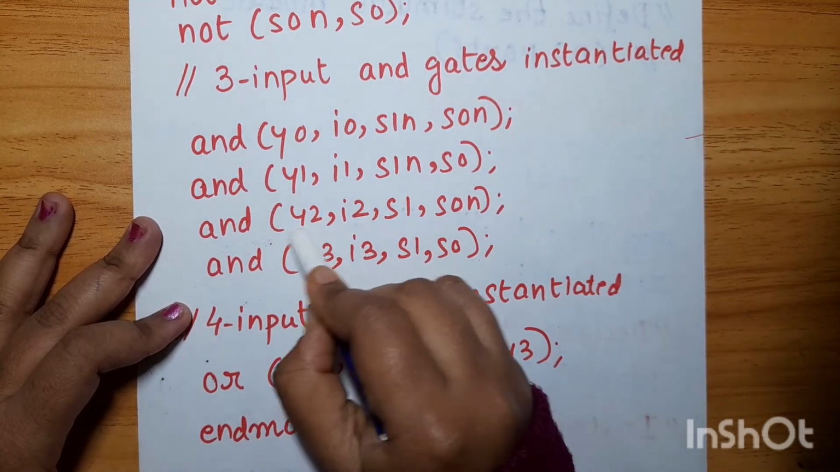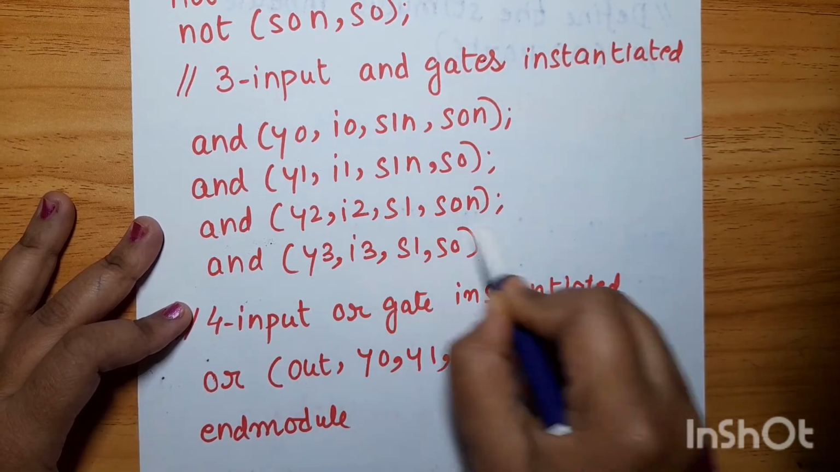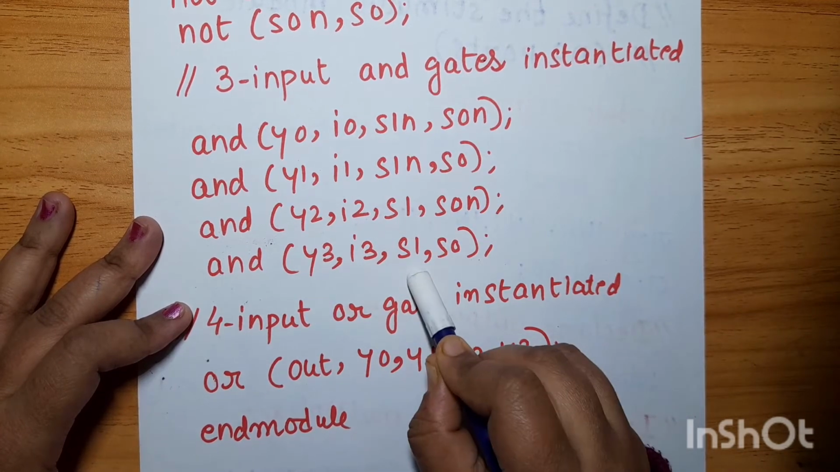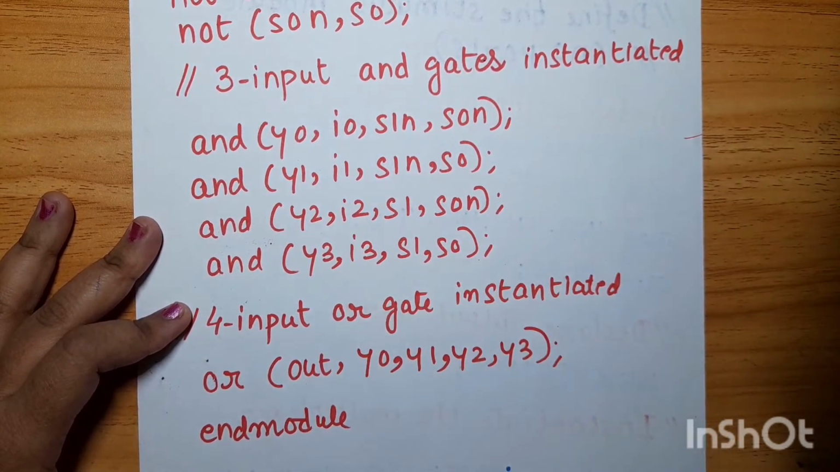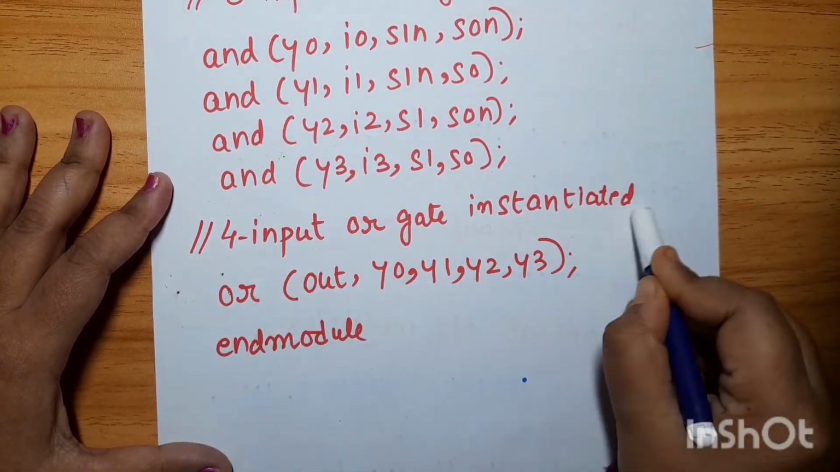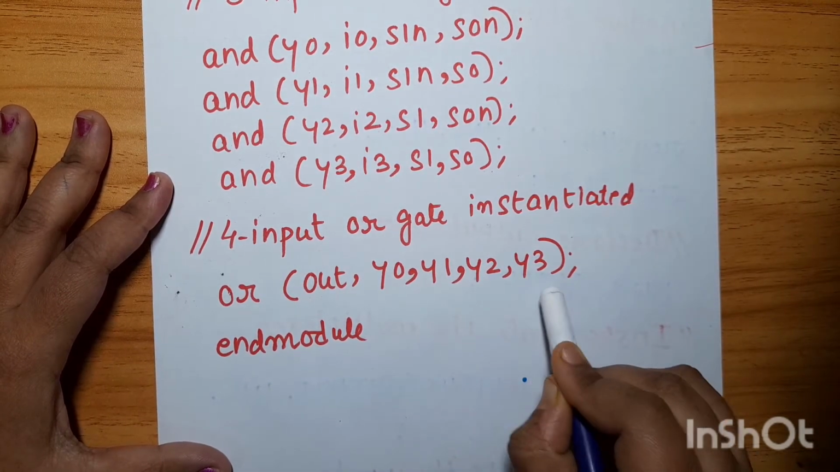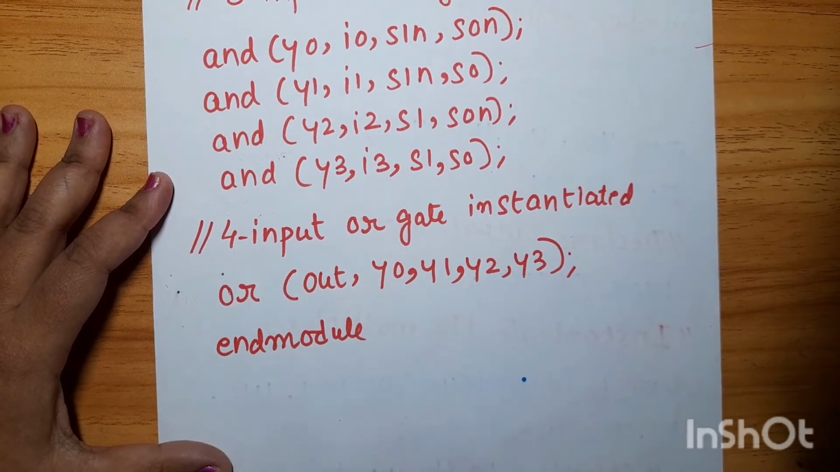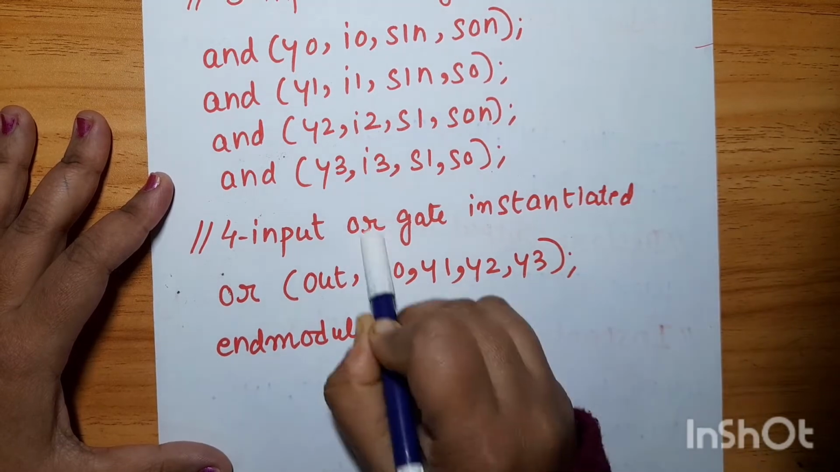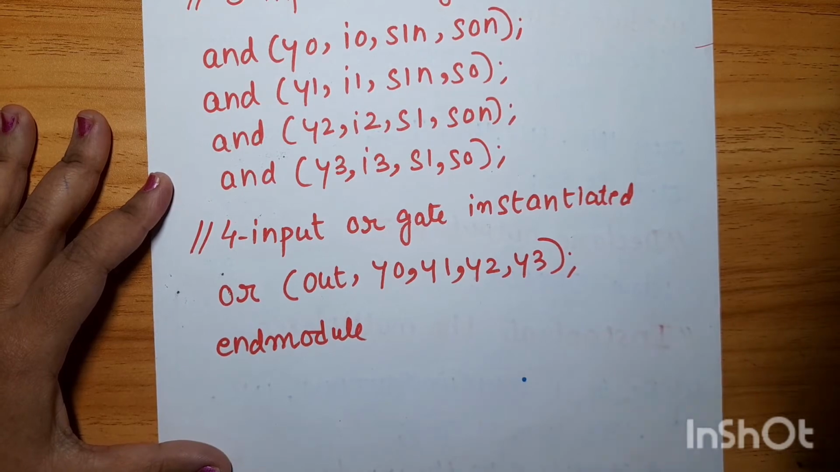For the third AND gate, Y2, the inputs are I2, S1, S0N. For the fourth AND gate, Y3 is the output, and I3, S1, S0 are the inputs. Now a 4 input OR gate is instantiated: OR, out, Y0, Y1, Y2, Y3 and semicolon. Here also no instance name is provided. The output is the final output, which is the OR of the inputs Y0, Y1, Y2, Y3, and end module. This is the end of the module.